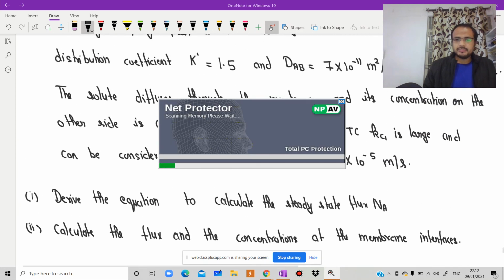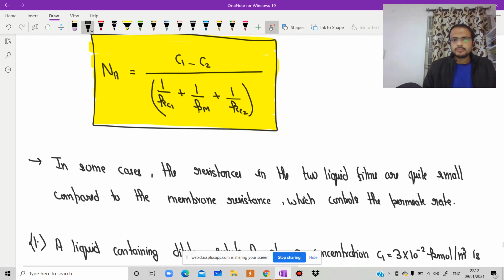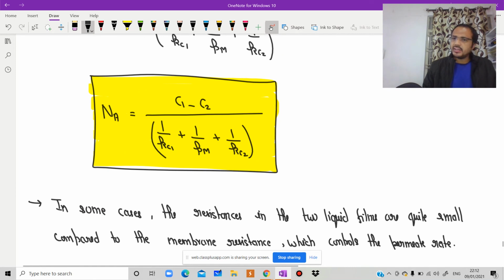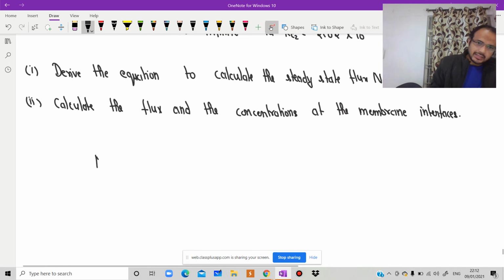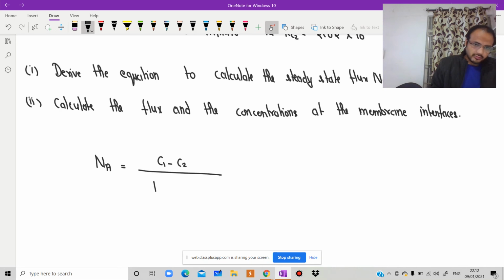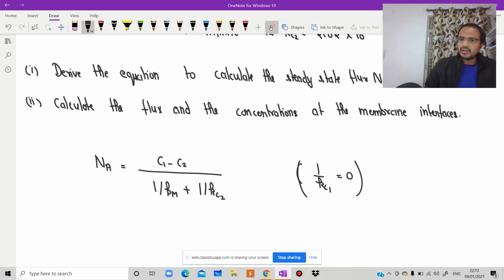First part is very simple. Just this 1 by infinite, you will get 0. So you will get Na is equal to P1 minus P2 divided by 1 by Pm plus 1 by Kc2. Why? Because Kc1 is infinite, so 1 by Kc1 is equal to 0. 1 by infinite is equal to 0.